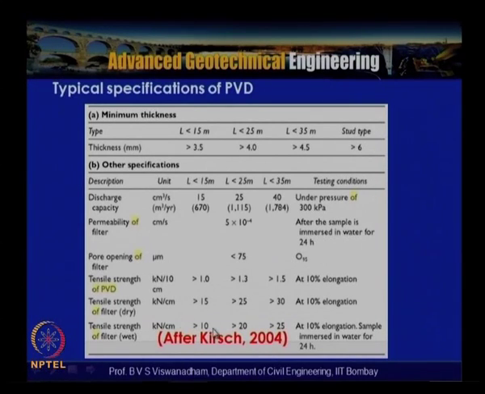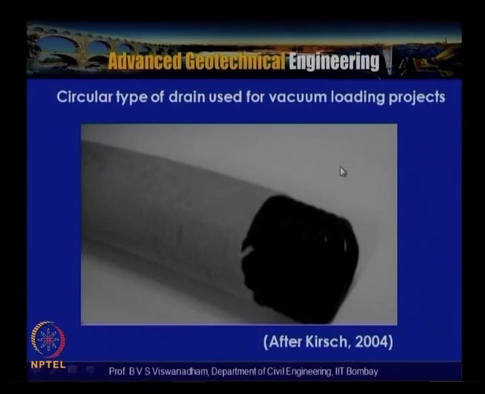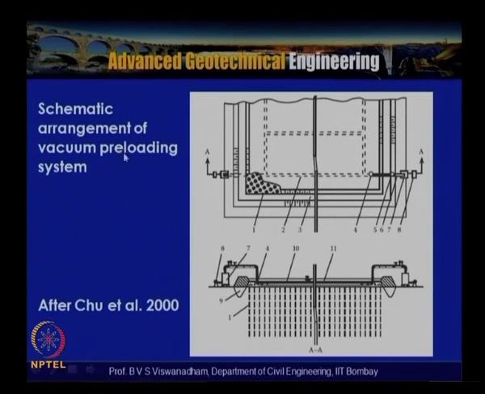The tensile strength of the filter in wet condition has to be less than this one, but in the previous curve it was noticed that the tensile strength of the filter in wet condition is actually more than in dry condition. So, this is the circular type drain used for vacuum loading projects. This is a typical drain used for vacuum loading projects, especially when the drain is connected. This is the schematic arrangement of the vacuum loading system.